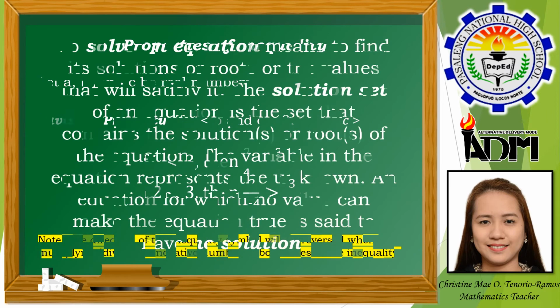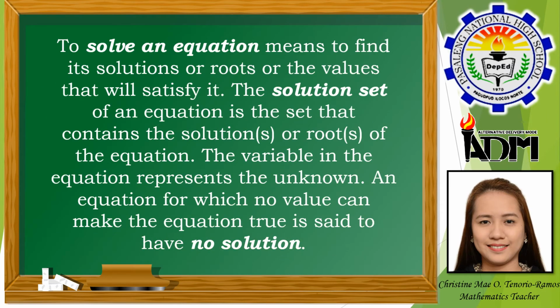Next, to solve an equation means to find its solutions or roots or the values that will satisfy it. So the solution set of an equation is the set that contains the solutions or roots of the equation. The variable in the equation represents the unknown. An equation for which no value can make the equation true is said to have no solution.